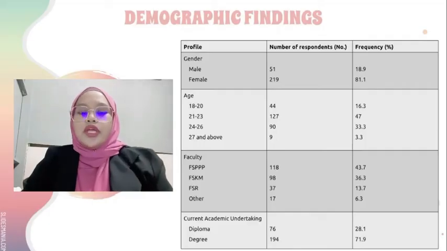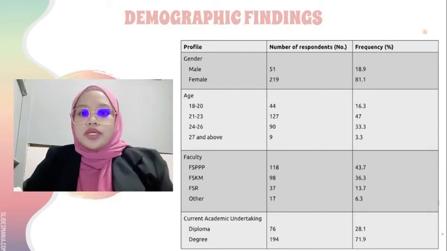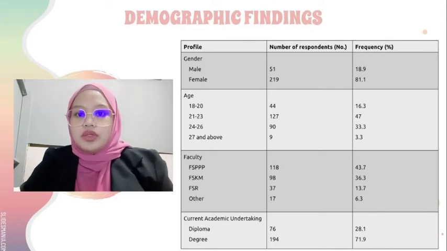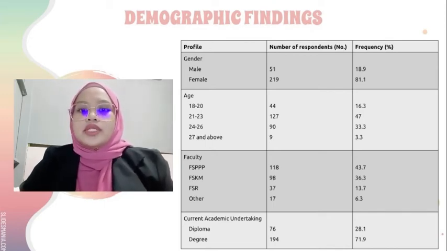270 students as respondents to collect their data according to the distributed questionnaire. Now I'm going to explain the demographic findings. The results of our survey show that most of the respondents are female, with a number of 219 or 81.1%. The majority of the respondents' age is 21 to 23 years old, for 127 respondents or 33.3%, while the least is 27 and above, for 9 respondents or 3.3%.